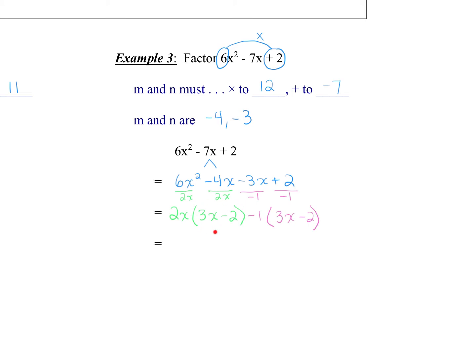Once again, what's in the brackets is the same. So your first bracket in the answer is the common bracket of 3x minus 2. And your second bracket in the answer is the two terms that are not in brackets, which is 2x minus 1.